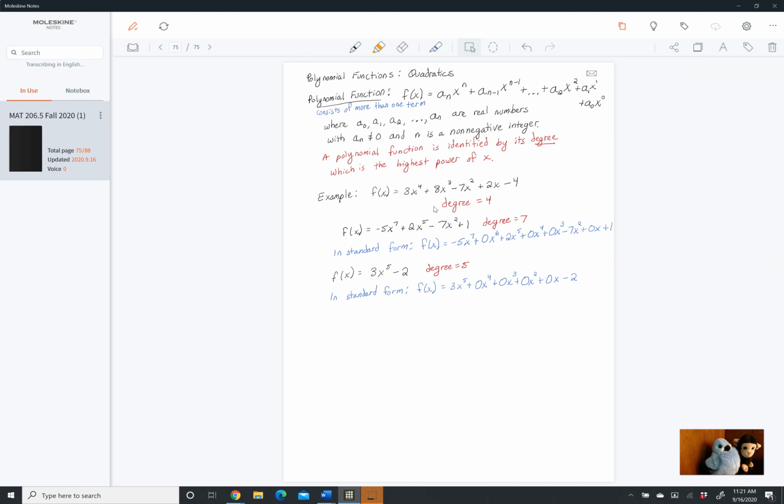Okay, so even a linear function is a polynomial function. There are two terms there. If we have 3x plus 2, our degree is 1. Okay, we could have a polynomial with a degree of 1. That's fine. A quadratic is a polynomial of degree 2.